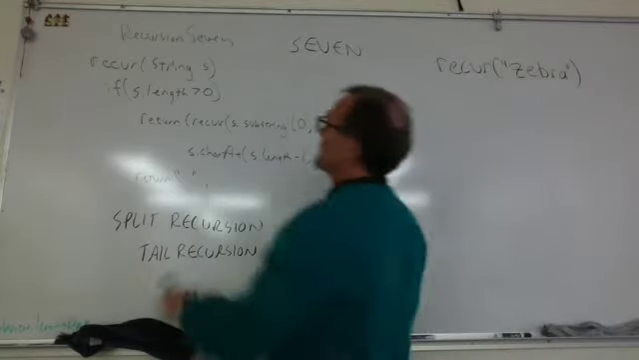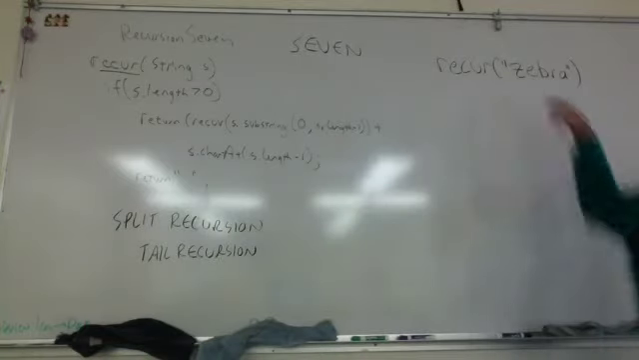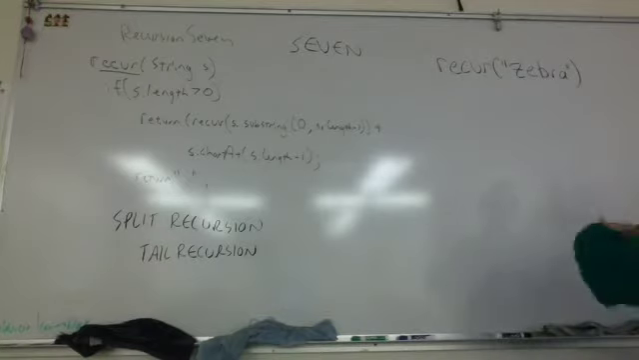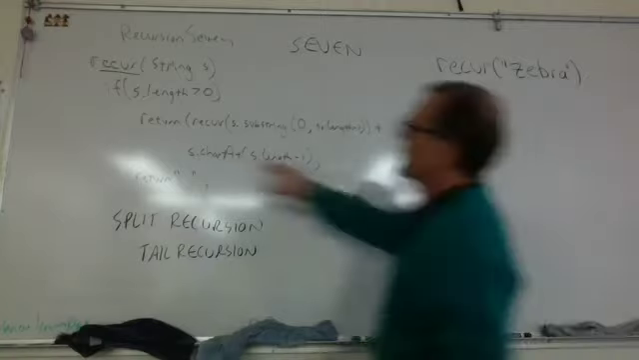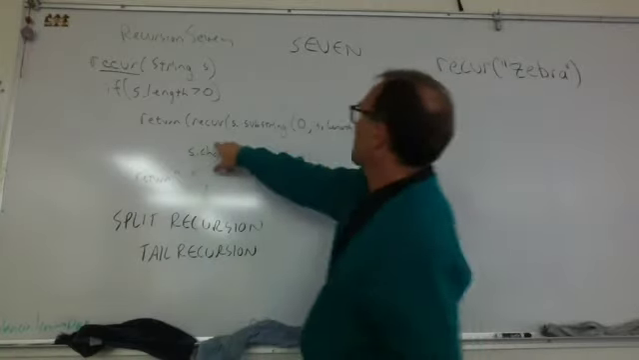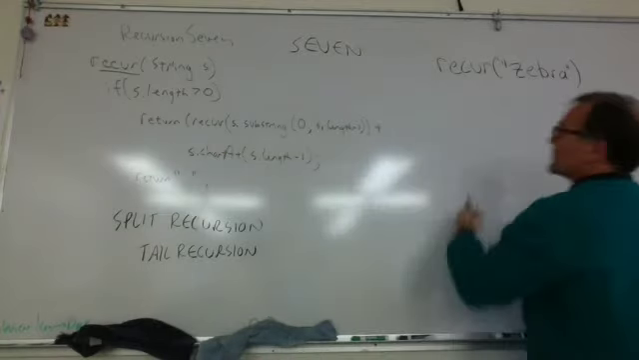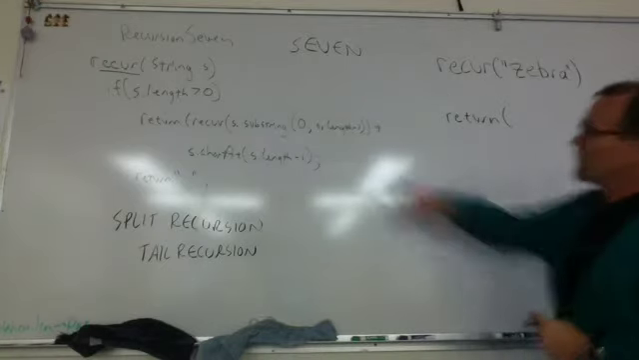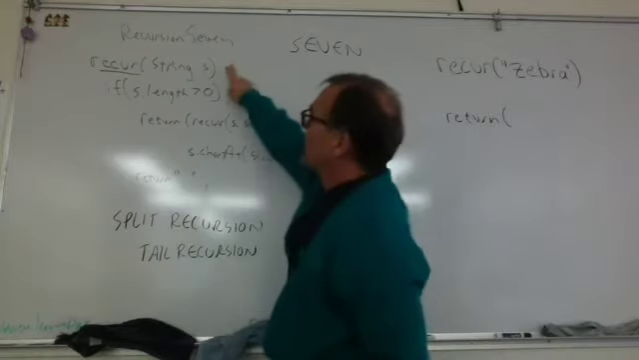And the method called recur gets called with zebra. So we're going to go through what happens with the stack and with the functions as that method gets called. So the initial return statement calls recur with the substring from 0 to the length minus 1. So it's going to return the recur. So we go into the method recur.